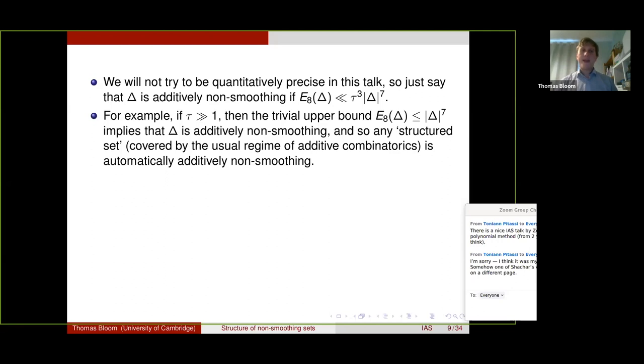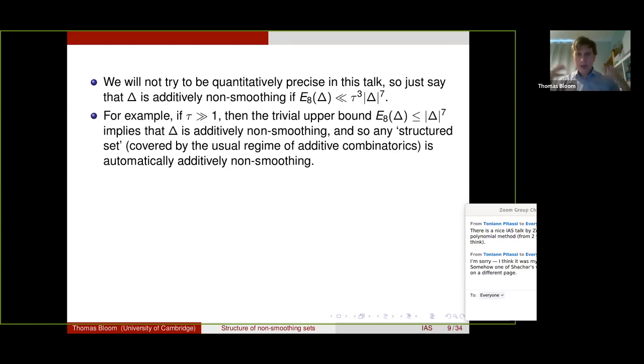So what's an example of an additively non-smoothing set? The trivial one is if tau itself is very large, right? Because if tau is basically constant, then since we trivially have E8 being at most delta to the 7, any set delta where tau is constant is additively non-smoothing, with some constant depending on tau. In particular, any structured set covered by the normal regime of additive combinatorics, like subgroups or arithmetic progressions, is automatically additively non-smoothing.